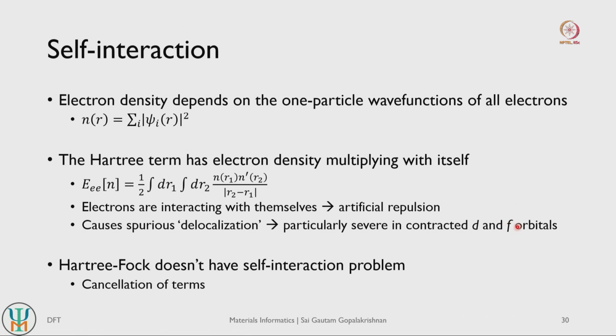For f block elements you can think of ceria, even lanthanum based oxides or gadolinium based oxides and so on, oxides, phosphates and so on. So if we are modeling f block elements also, this can be a particularly severe problem, right. So this artificial repulsion of electrons with themselves is what is referred to as self interaction. Electrons are interacting with themselves, repelling themselves. And since this is artificial in nature, it is not what is observed in real systems, and this is referred to as a self interaction error or SIE, right.